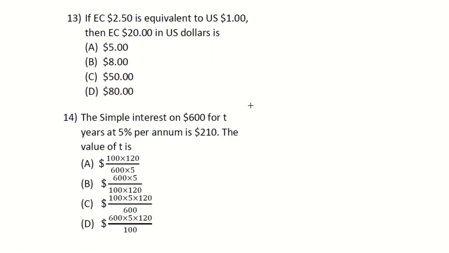Paper 1, consumer arithmetic, number 13 to 20. Number 20, EC is $8. This one here, the simple interest of 600 for T years. We want to know what T is. T would have been simple interest multiplied by 100. This is supposed to be 120, by the way. Look at it now, the answer is supposed to be 120 by 100 over 600 by 5, which is E.